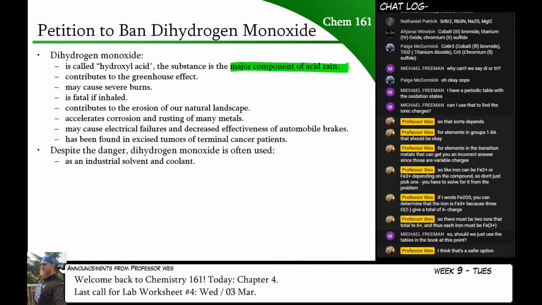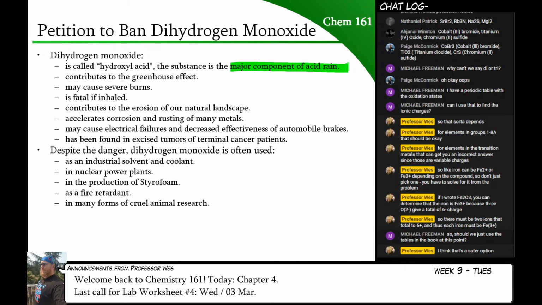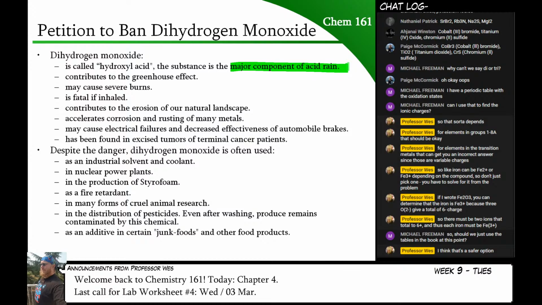And yet, despite all of these things, here are other places dihydrogen monoxide is used. And do we care? No, we use it in industry as a coolant. We use it in nuclear power. We use it to make styrofoam. We use it as a fire retardant. We use it in cool animal research. We use it in pesticide. Even if you wash your produce, it's still contaminated by dihydrogen monoxide. It's used in junk food. All of these places use dihydrogen monoxide. Should we be concerned? No, it's fucking water.